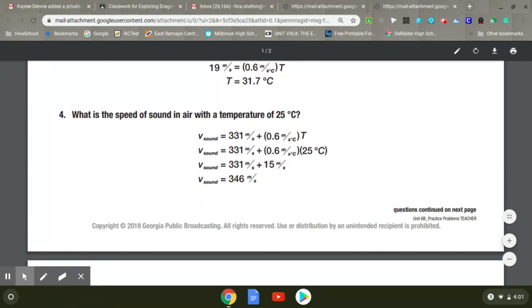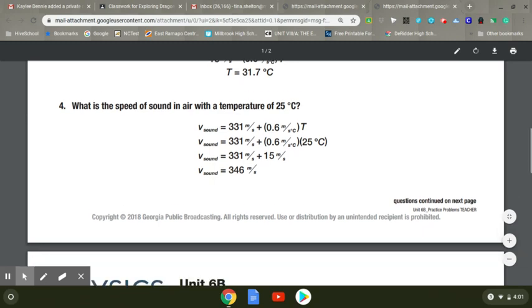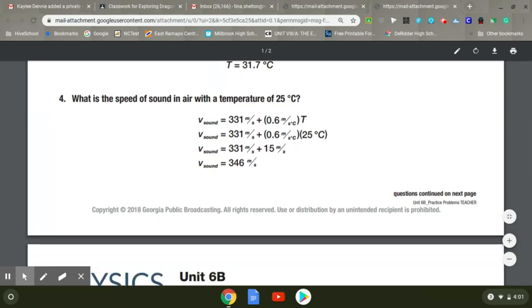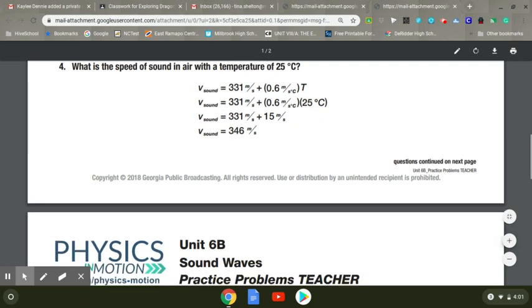And then question 4 is, what is the speed of sound in air with a temperature of 25 degrees Celsius? You're again going to use your constant equation there. Velocity of sound equals 331 meters per second plus 0.6 meters per second per degree Celsius times temperature. And so we're going to put in our numbers. We put 25 in for our T, which is our temperature. We do our math, and we're going to get the velocity or speed of sound is 346 meters per second at a temperature of 25 degrees Celsius.